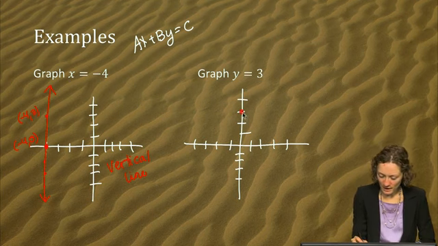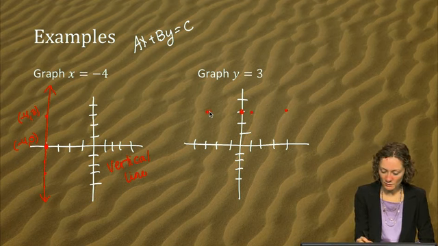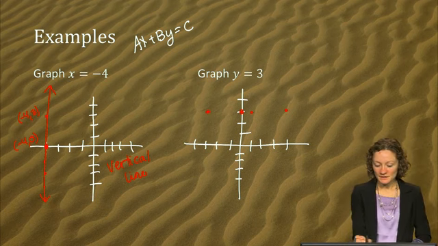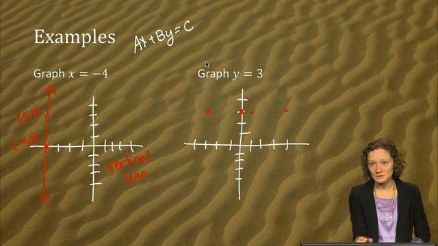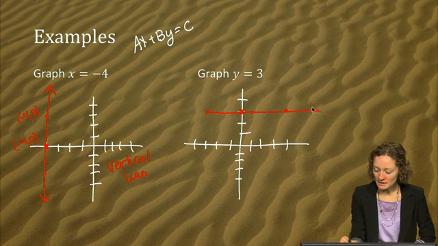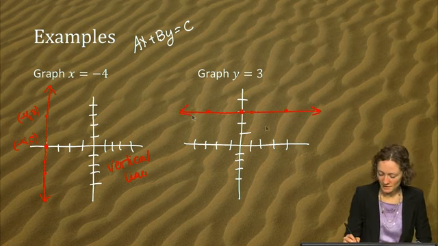X is 0, y is 3. X is 1, y is 3. X is 4, y is 3. X is -3, y is 3. All of these ordered pairs are valid. In this equation, the a value is 0, making this just by equals c, giving you just the y information. X can be anything, which gives us this horizontal line.